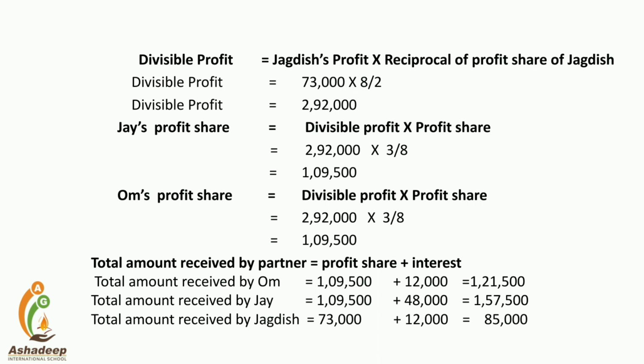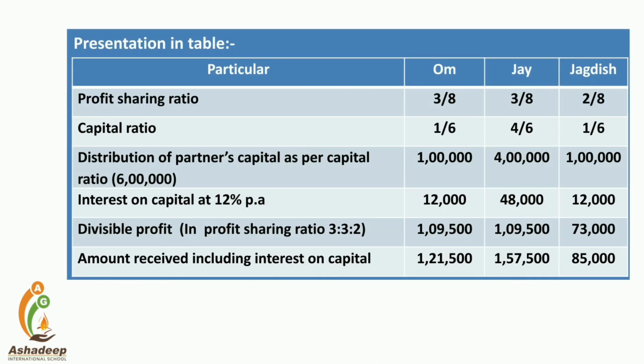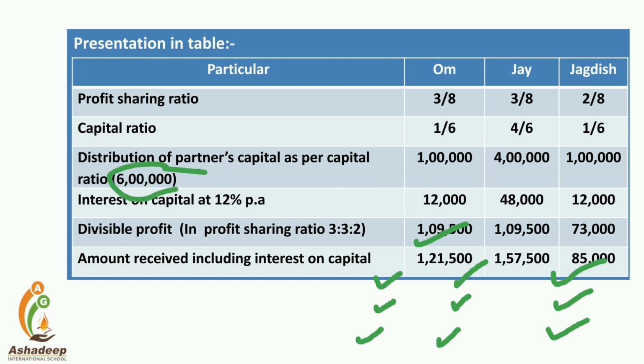So in this way we can make a calculation, and if you want to present it in a more attractive way, we can present it in this way: Om, Jay and Jagdish are three partners, profit sharing ratio is 3:3:2 and capital ratio is 1:4:1. Now what we are doing, first we distribute the 6 lakh rupees in the capital ratio, that is 1 is to 4 is to 1. This we have already done in our calculation part; this is just how we have to present. And we get rupees 1 lakh, 4 lakh and 1 lakh.